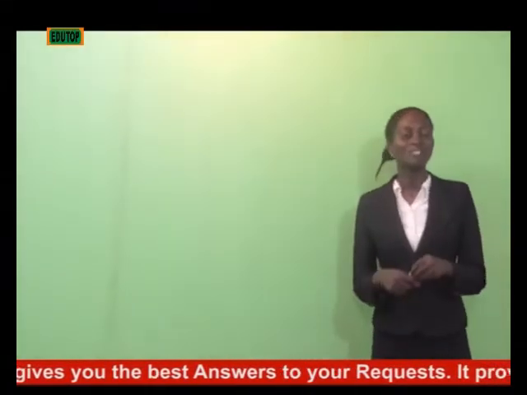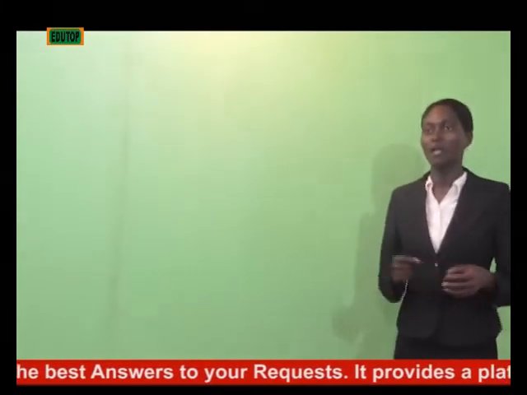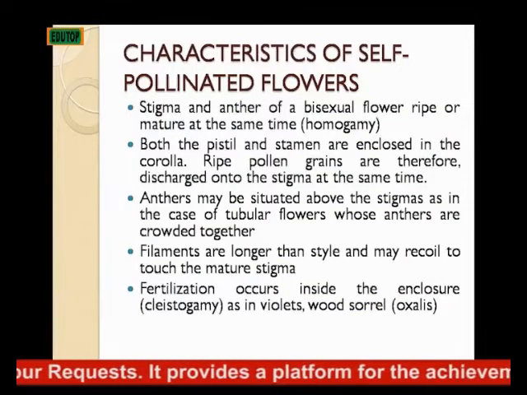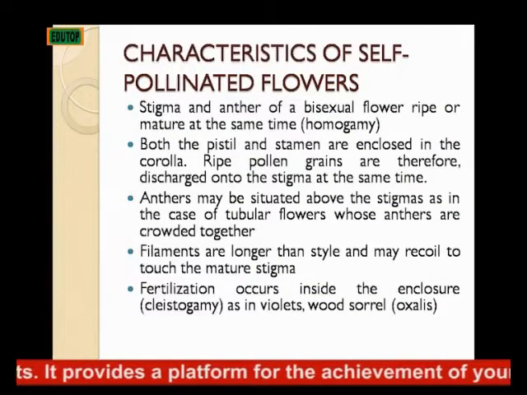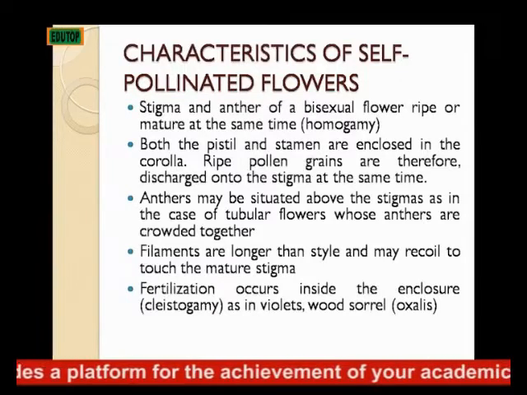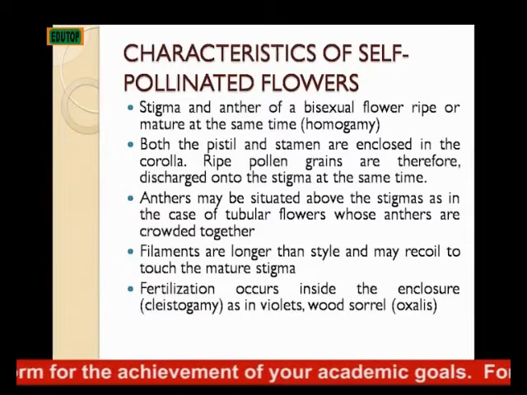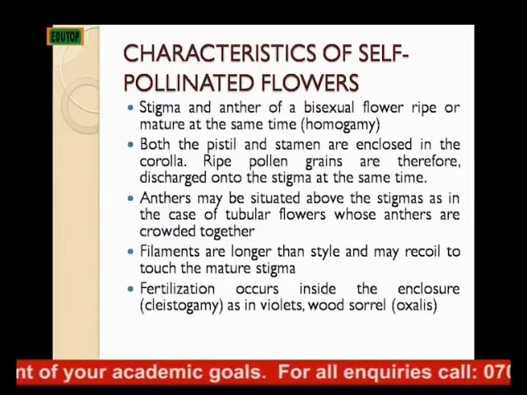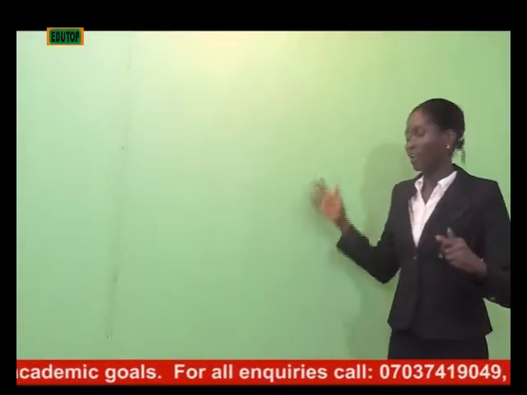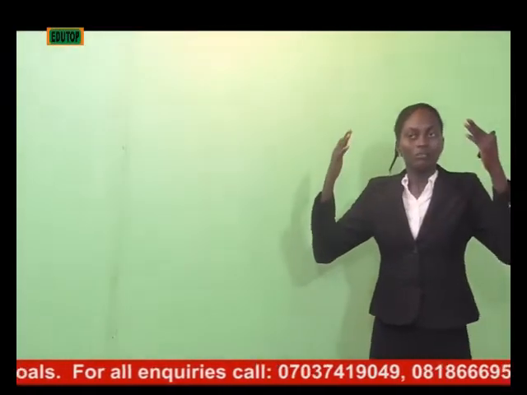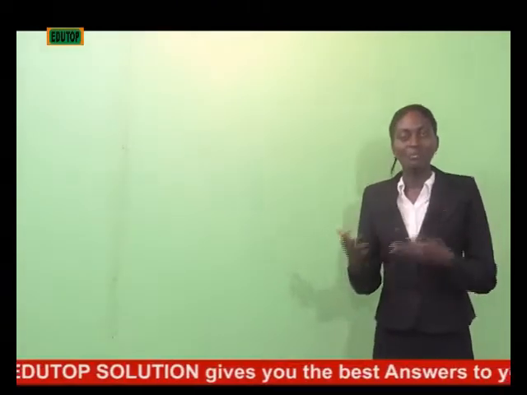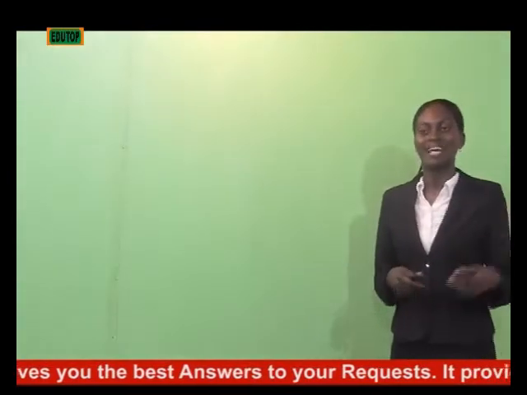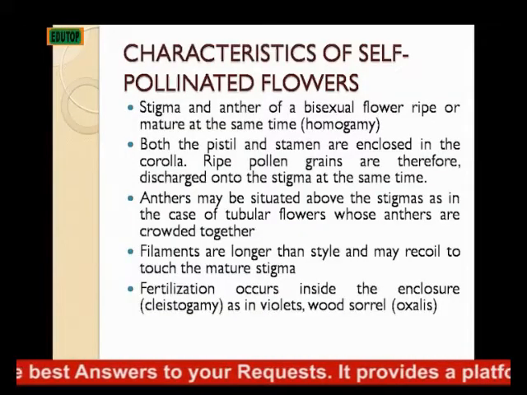Then another characteristic that self-pollinated flowers have is that both the pistil and the stamens are enclosed in the corolla, so they are kind of confined together. So it makes it easy for them to self-pollinate, to pollinate each other. Then the ripe pollen grains, therefore, are discharged on the stigma at the same time. Since it doesn't cost it anything, the pollen grains that are enclosed in a stamen with the pistil can easily fall on the pistil.